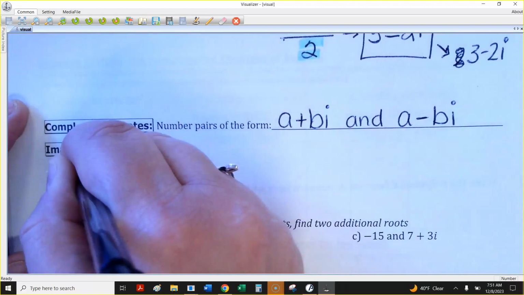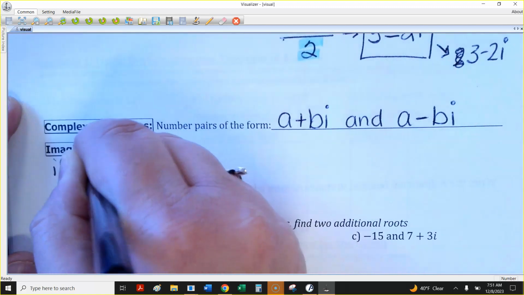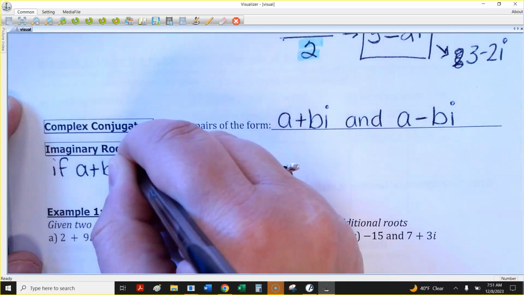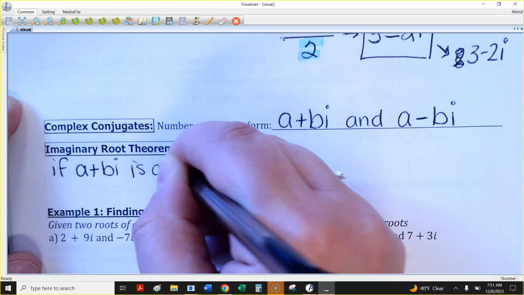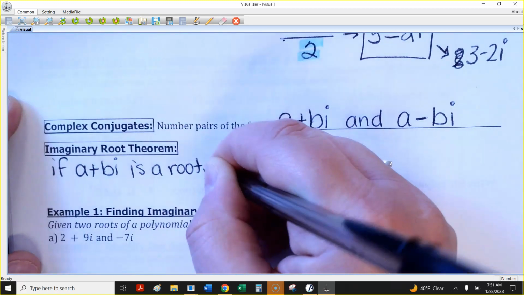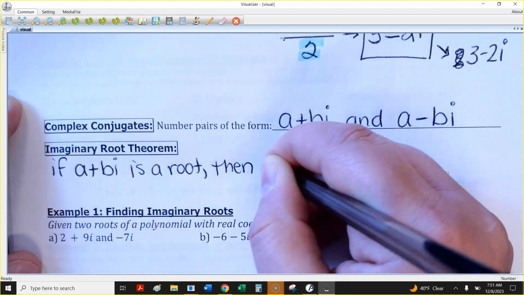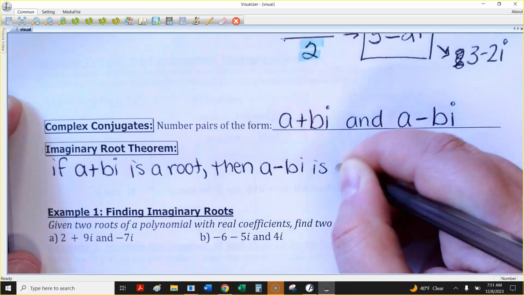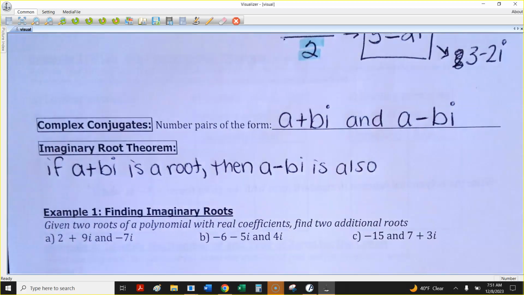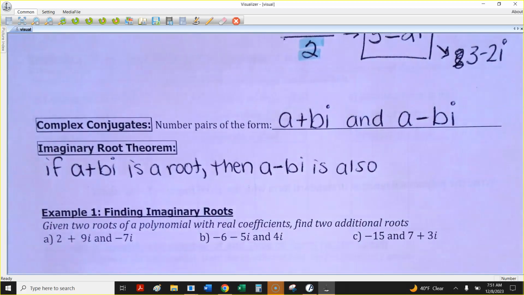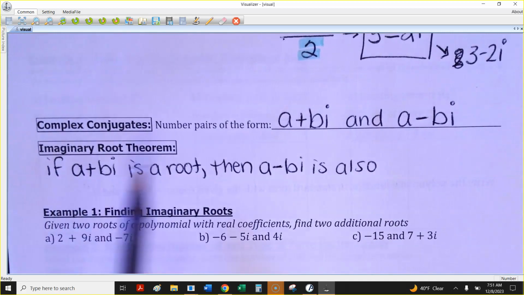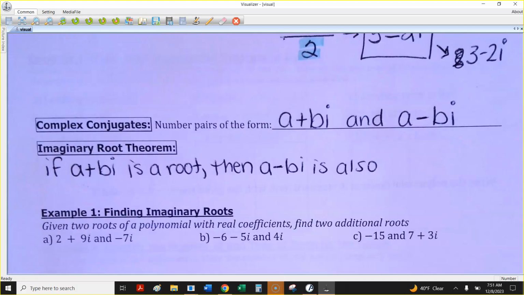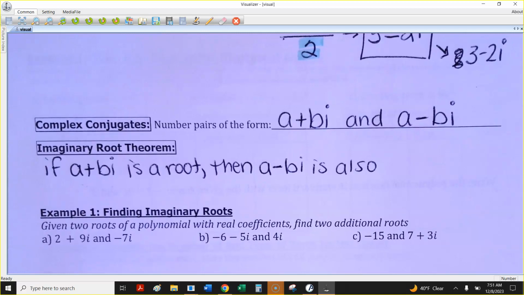If you have an imaginary root, if a plus bi is a root of your polynomial, then its conjugate, which would be a minus bi, is also going to be a root. And I could switch those up too. I could write a minus bi first and a plus bi second. So same thing. If you have one, you automatically have the other.